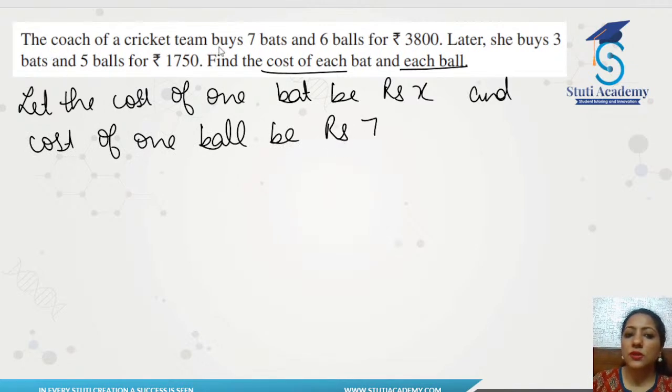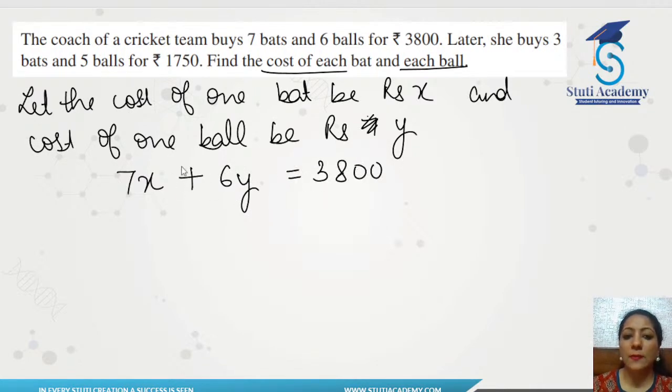Now, in the first case, the coach of the cricket team buys 7 bats and 6 balls. So, if one bat is costing x rupees, 7 bats would be costing 7x rupees. If one ball is costing, this is not 7, this is y, unknown quantity y. If one ball is costing y rupees, 6 balls will cost 6y rupees. In all, he is paying 3,800 rupees. So I'm adding in all. So this is the first equation which we have got.